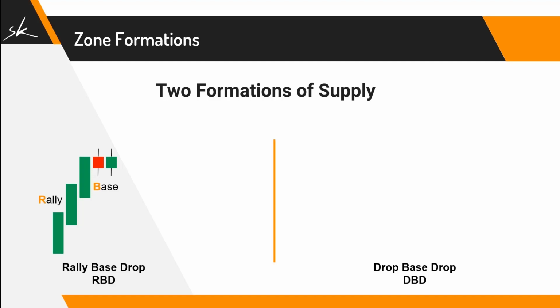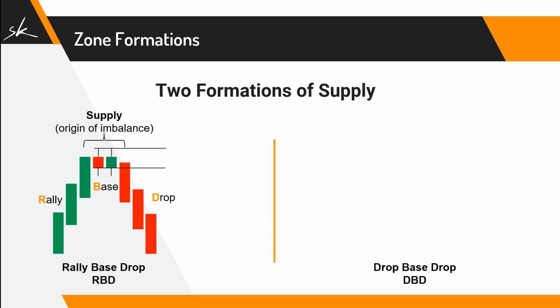After some time, price starts moving down. The only logical reason for prices to move down has to be more supply. This move to the downside is what we call a drop. Now we wrap the origin of imbalance, the basing, with two horizontal lines and call it our supply zone.